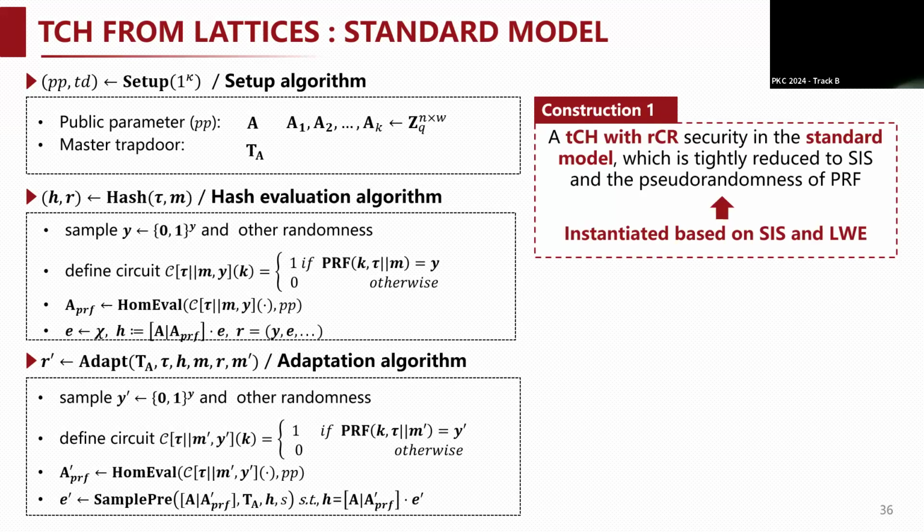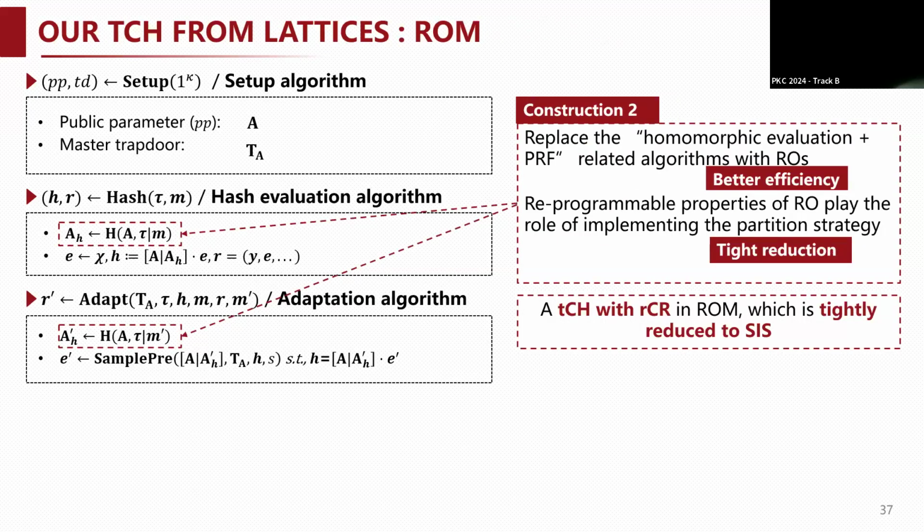We show two instantiations of our construction. First, by instantiating PRF with a LWE-based one, we obtain a concrete tagged chameleon hash from CIS and LWE in the standard model, solving the question we considered. Besides, we note that if we replace the homomorphic evaluation and PRF with random oracle, then we can obtain a second instantiation in the random oracle model. This instantiation is very efficient, and moreover, it enjoys tight restricted CR based on the CIS assumption, which may be of independent interest.